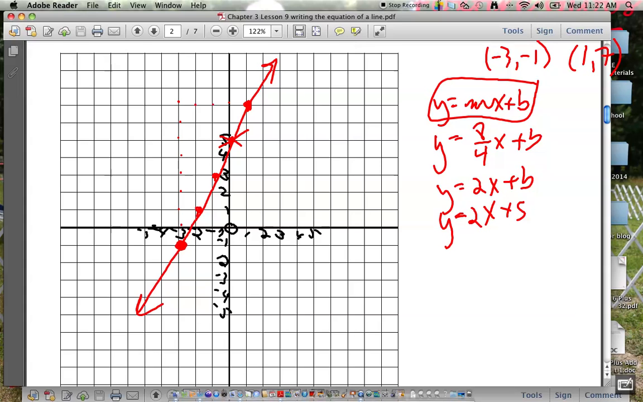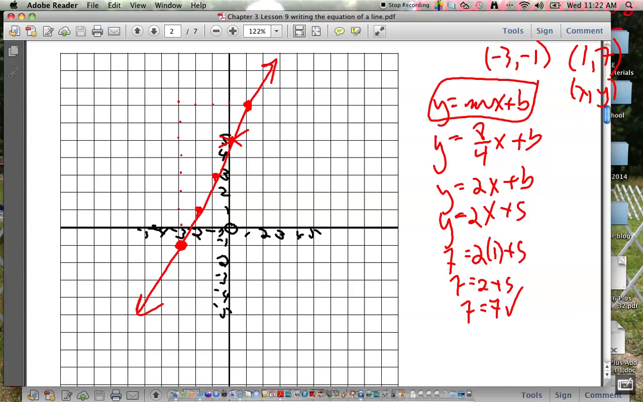Now what's really cool is if I plug in a point, like this point here, watch, it's going to check. Remember, any point is x, y. 7 equals 2 times 1 plus 5. What's 2 times 1? 2. And what's 2 plus 5? 7. So 7 is equal to 7, check. I can even confirm it by looking at it, that it goes right there. Now, that's the graphic way to do it, and I think that's the easiest way.